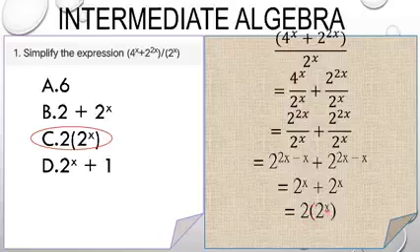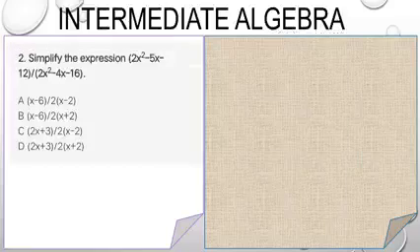So meron tayong 3 possible answers here for the question number 1. Pwede yung sagot natin is 2 raised to x plus 2 raised to x. Or pwede ding 2 times 2 raised to x. Or 2 times 2 raised to x plus 1. So the only answer na makikita natin sa choices is the letter C. Therefore, the answer in number 1 is the letter C, 2 times 2 raised to x.